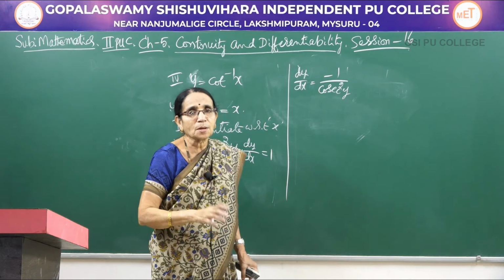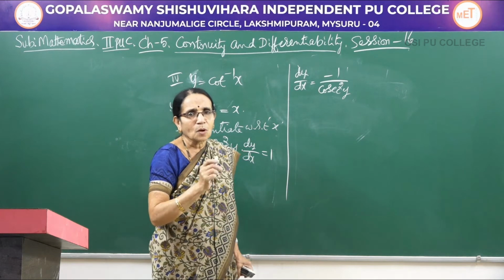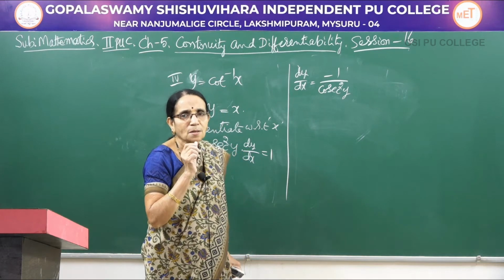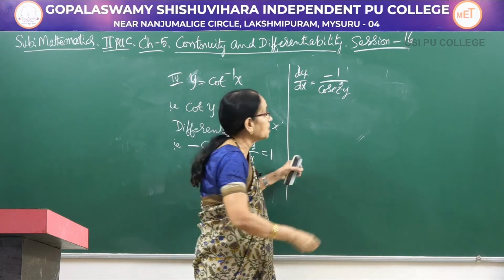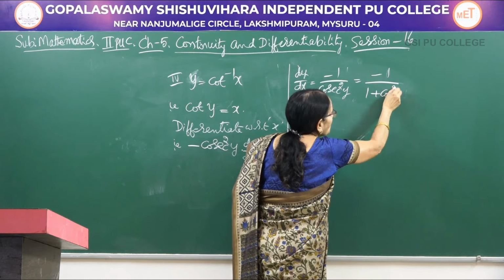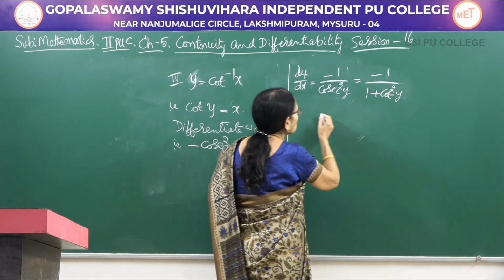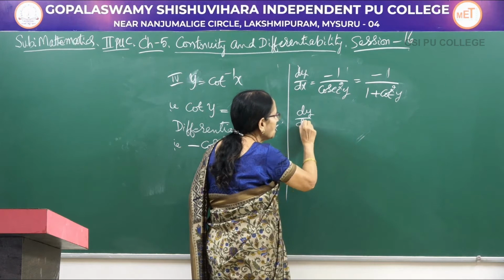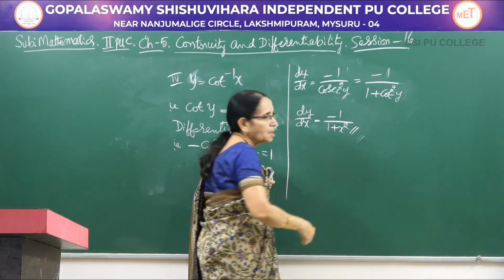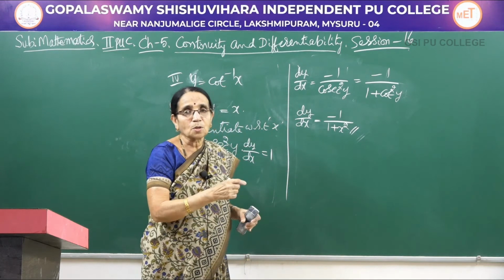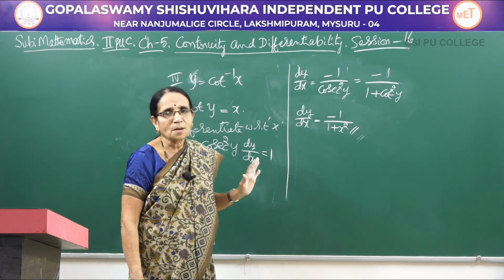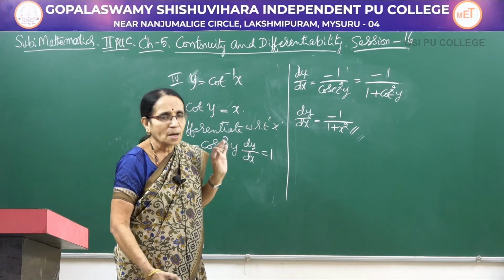Now which identity am I using? The last identity of trigonometry. What does it say? 1 plus cot square theta is equal to cosecant square theta. In the place of theta I am having y, that is all. Therefore it is 1 plus cot square y, and we know that cot y is equal to x, hence we get the formula dy by dx is minus 1 over 1 plus x square. So that is why I told you for tan inverse x it was 1 over 1 plus x square, and for cot inverse x it is minus 1 over 1 plus x square.